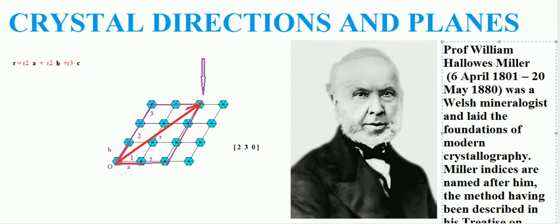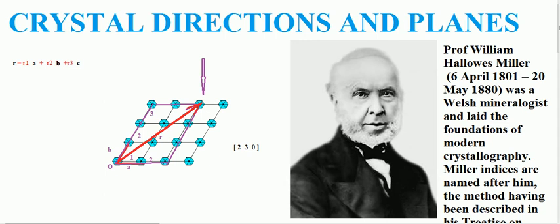A vector representing the crystal direction R can be specified by R1A plus R2B plus R3C, where R1, R2 and R3 are the magnitudes of this particular vector along the X, Y and Z axes, or we say in terms of crystallographic translation vectors A, B and C respectively.